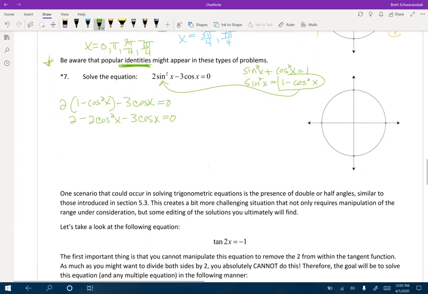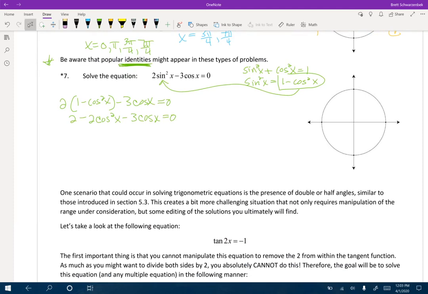But remember, when we did problems that were trinomials, we never wanted that leading term to be negative. So what I'm going to do is multiply everything by a negative. So negative 2 plus 2 cosine squared x plus 3 cosine x. So multiply by a negative 1 here. And then I'm going to rearrange this so that it looks just like the problem that we were working on before, which looks like this.